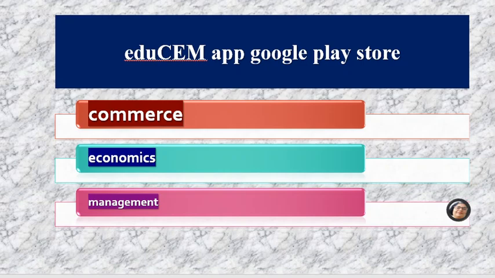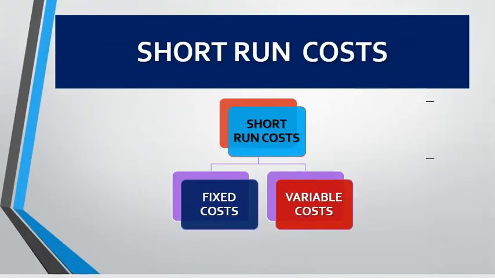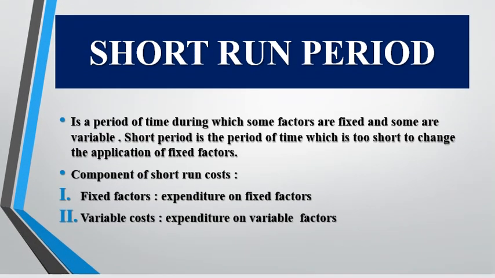First of all, we will understand the short period. Short period is a period of time during which some factors are fixed and some are variable. If you want to increase the production, because we cannot change the fixed factors, we have to increase the doses of the variable factors. So the short run cost has two components: fixed cost and variable cost. Fixed cost is that cost which we incur on the fixed factor, and variable cost is that cost which we incur on the variable factors.